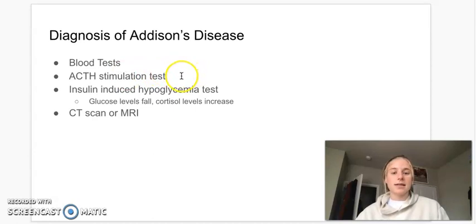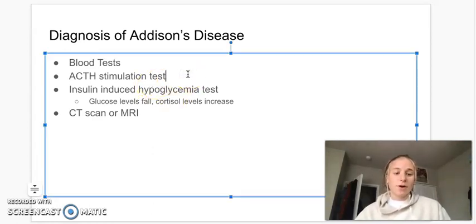And what this does is it injects your body with ACTH, which should basically signal your adrenal glands to release cortisol. So in this case, they test your cortisol levels before and after this test.